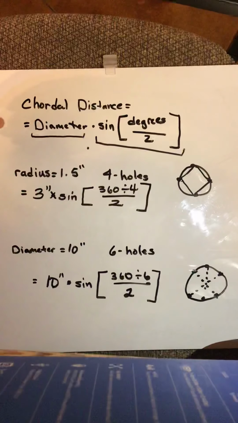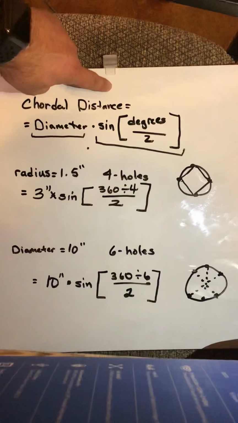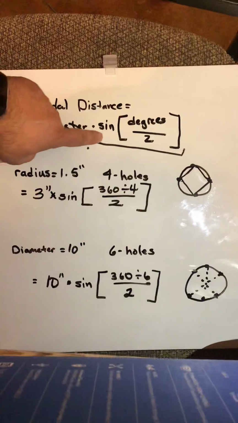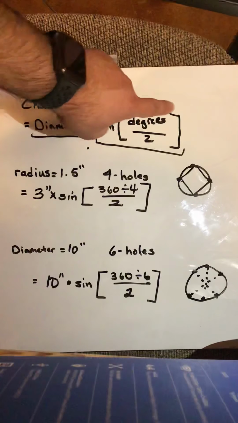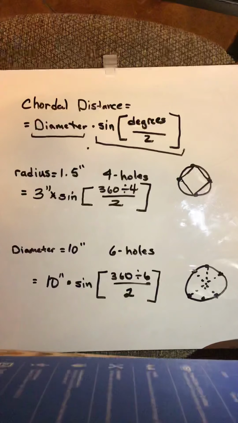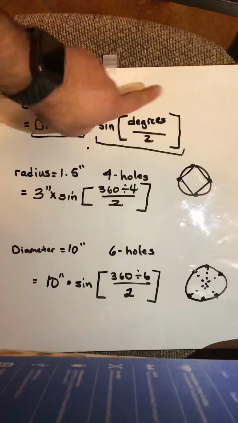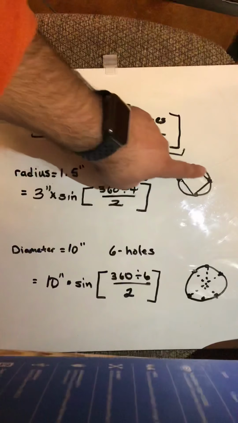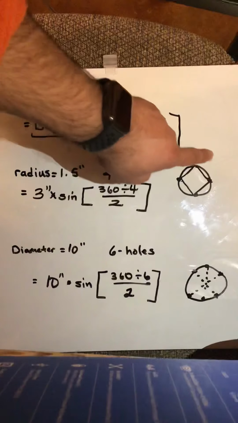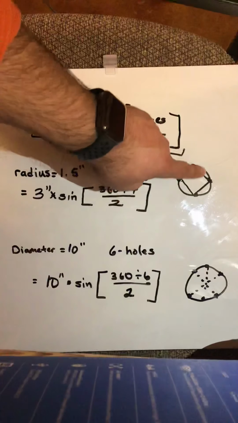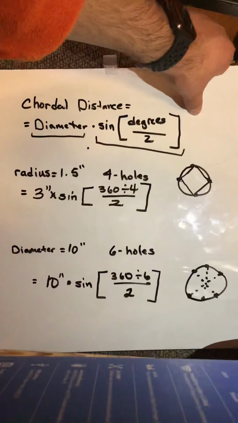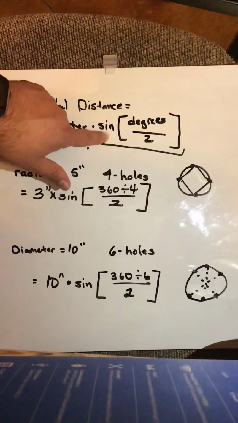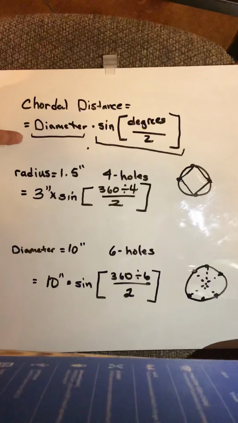Going back to here, to find the chordal distance, it's going to be the diameter times the sine of the number of degrees divided by 2. This might look familiar from the previous video. The degrees is based on how many holes you have. I take 360 divided by the number of holes, and that gives me my degrees. Divided by 2, take the sine of that, then times it by my diameter.